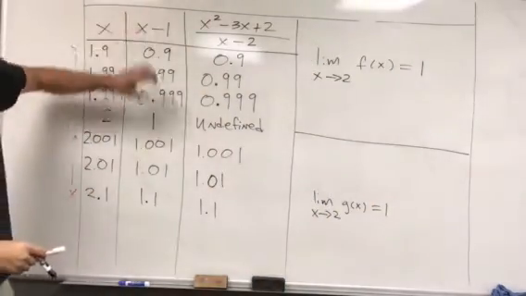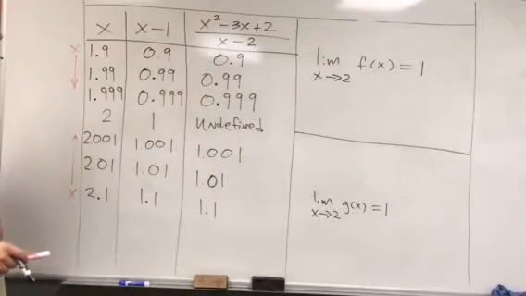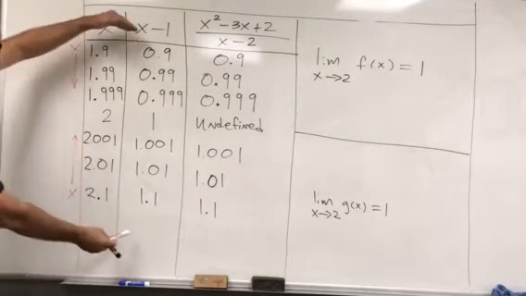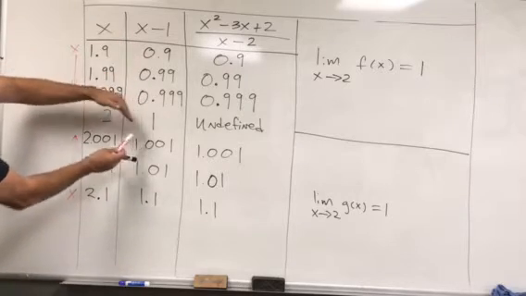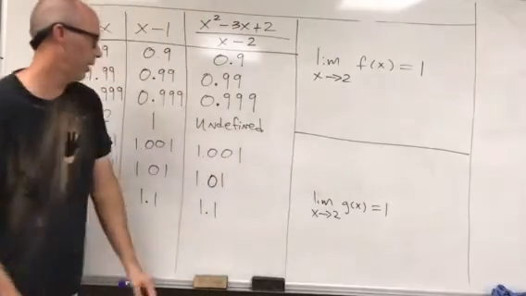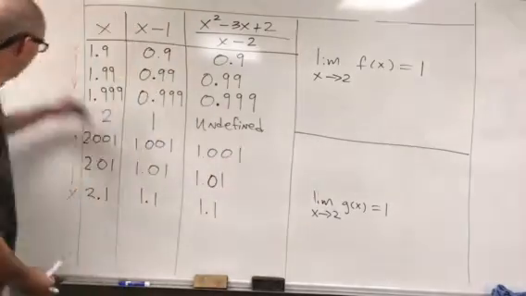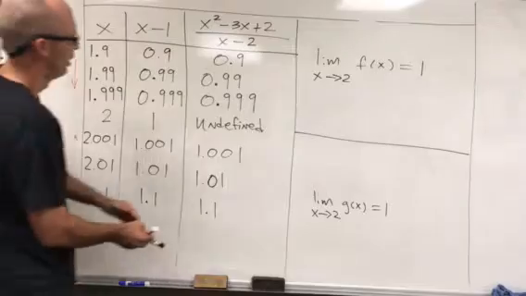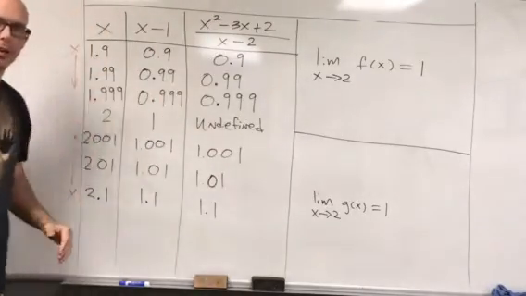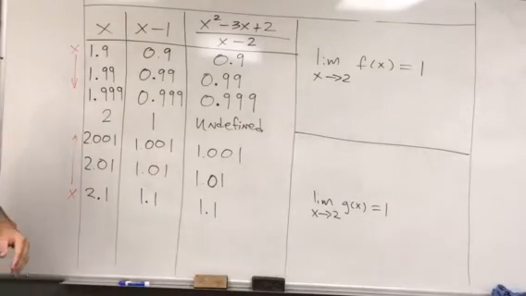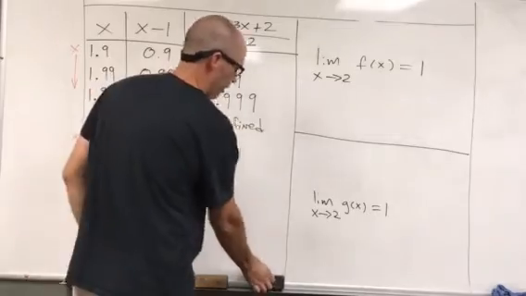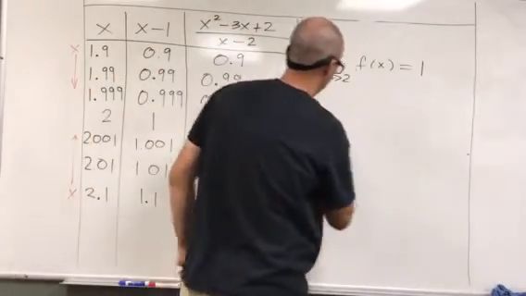Right, remember this is my f of x, this is my g of x. So as x narrows in on 2, f of x narrows in on 1. As x approaches 2, g of x narrows in on 1, even though g of 2 is undefined for our function. Okay, now let me show you one more thing.